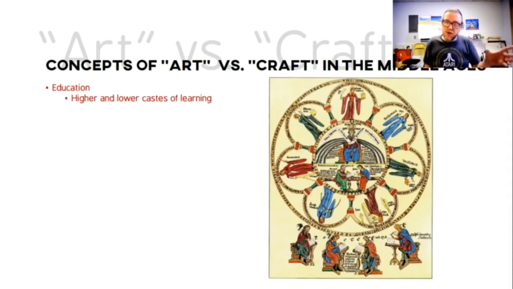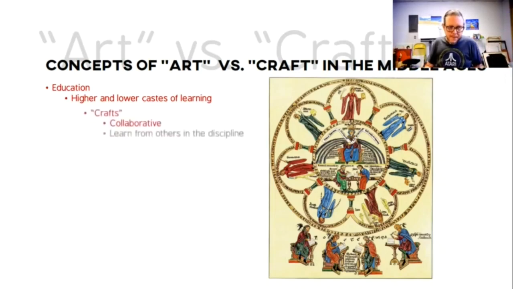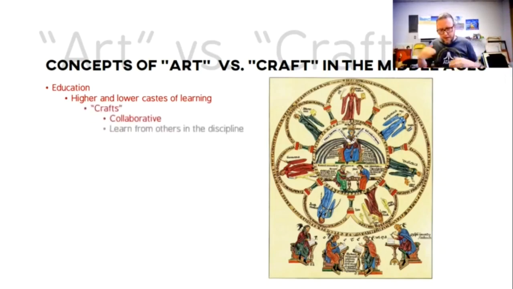And notice that I use that word craft. That's because this idea of dividing up education into different castes is still with us today. And we still kind of label it in some of the same ways that we did. So the caste system divides things into the disciplines, that is, into crafts. And the disciplines that are considered crafts are the ones that are considered to be collaborative, and that these skills would be learned from others in the discipline.